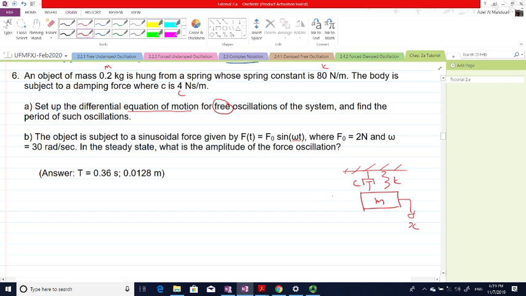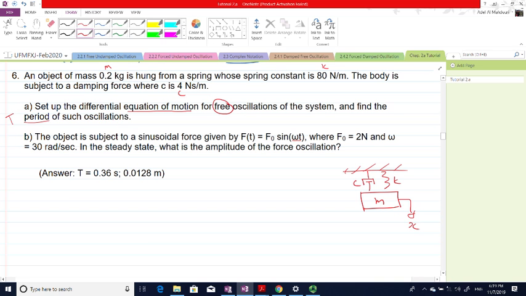You just displace the mass and let it go until the oscillation dies out. It's going to have less amplitude until it becomes zero after a number of cycles. Right. This is the meaning of free damped oscillation. So now we have free oscillation, and we need to find the equation of motion and also the period. The period, if you remember, is noted as T.